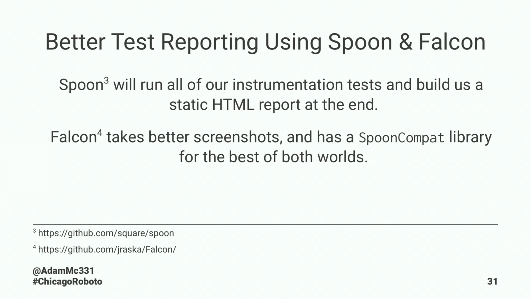I don't know if this was fixed, but when I started learning it, Spoon had an issue where it couldn't really capture dialogues in screenshots. So people who were showing an alert dialogue and wanted to capture that were having some trouble. And that's where Falcon comes in to save the day. It's another screenshotting library that is able to capture dialogues and overlays in your view. And they even have a Spoon compat library, which gives you the best of both worlds, so you can have those really powerful Falcon screenshots and still get your static, beautiful Spoon report.